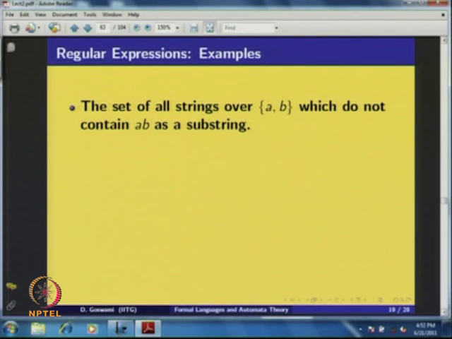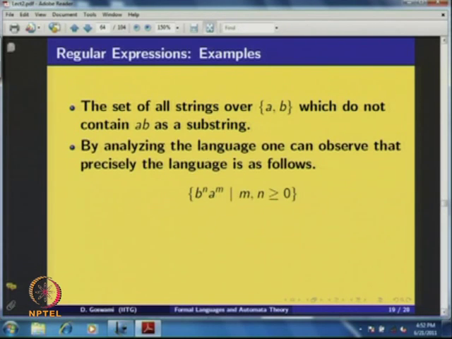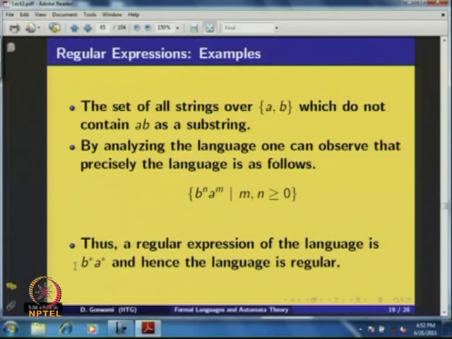Similarly, consider the set of all strings over {a, b} which do not contain ab as a substring. One can easily see that this can be written as b^m a^n for some m, n greater than or equal to 0, because ab cannot occur as a substring. Therefore, if any b occurs, it must precede any occurrence of a's. So this can be written as the regular expression b star a star, and hence this is a regular language.